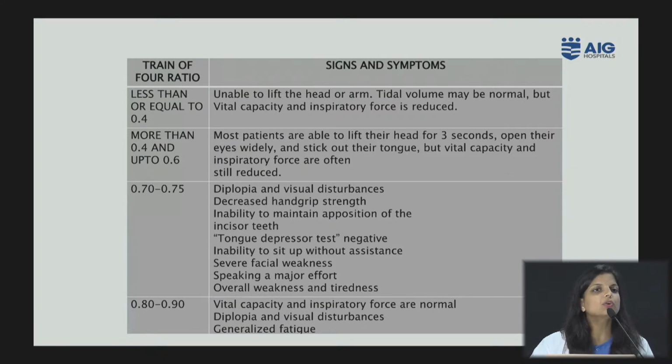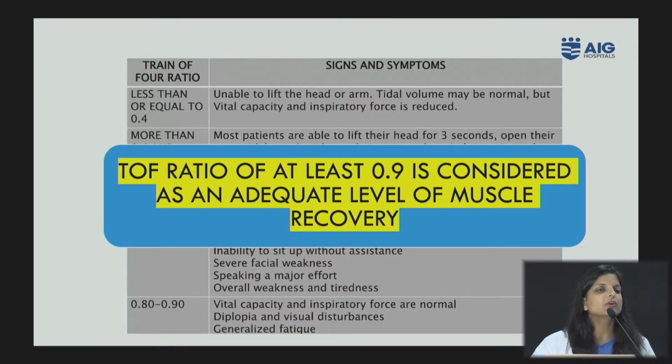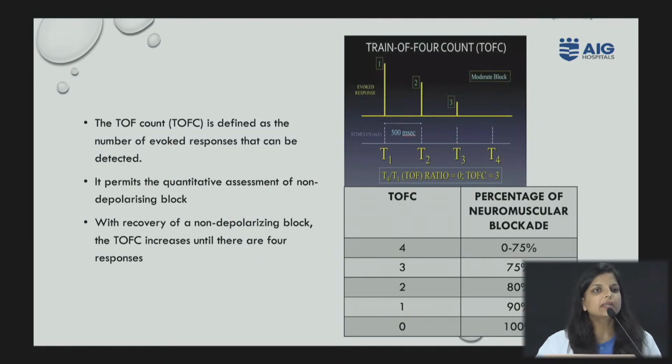When it is 0.8 to 0.9, the vital capacity and inspiratory forces are normal. Diplopia and visual disturbance are still present, and generalized fatigue may be there. So a TOF ratio of at least 0.9, according to many published analyses, is considered an adequate level of muscle recovery. There is another entity called TOF count.